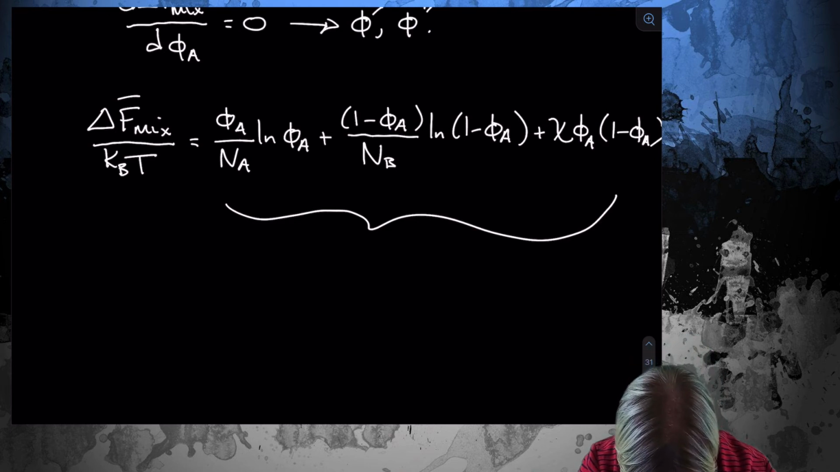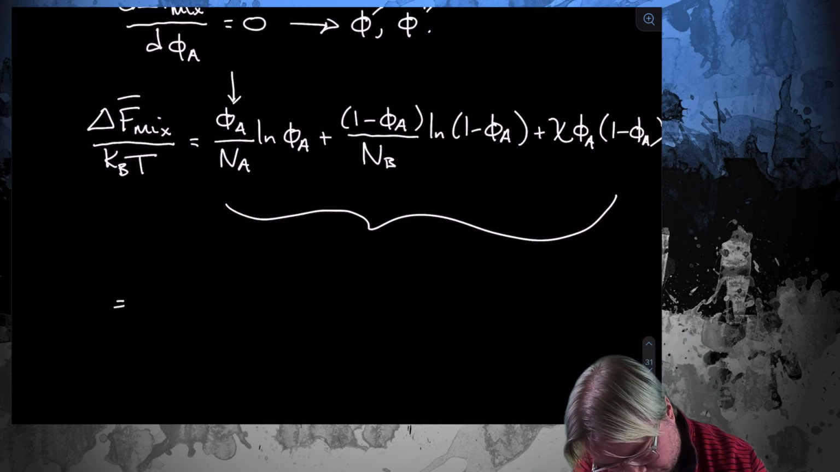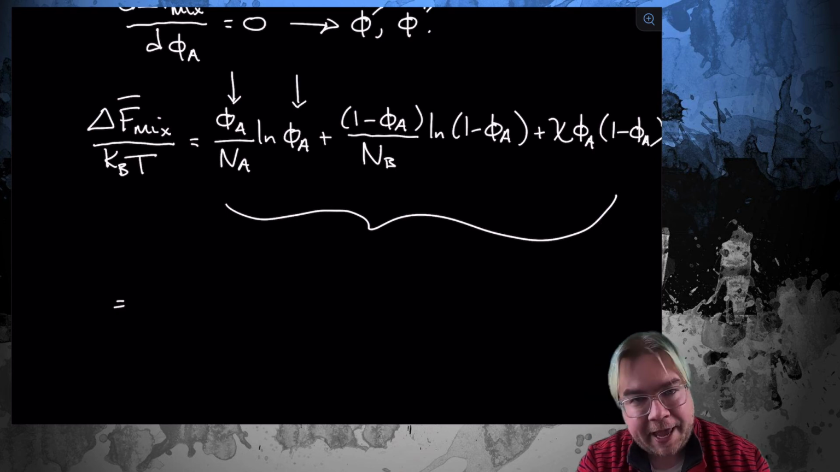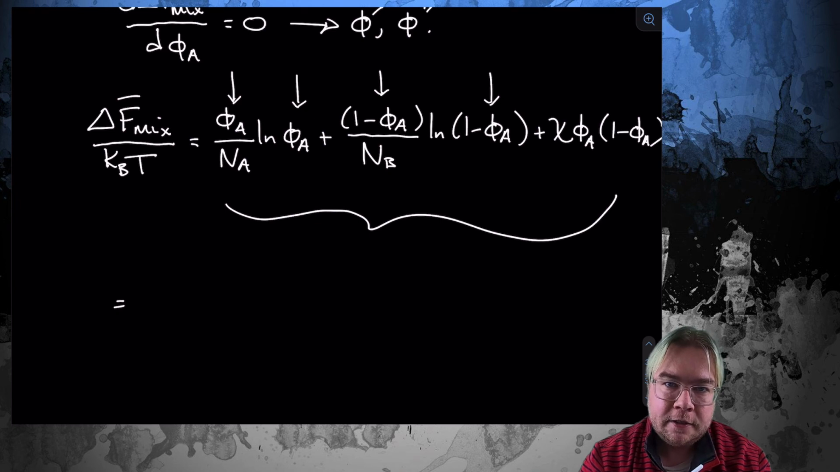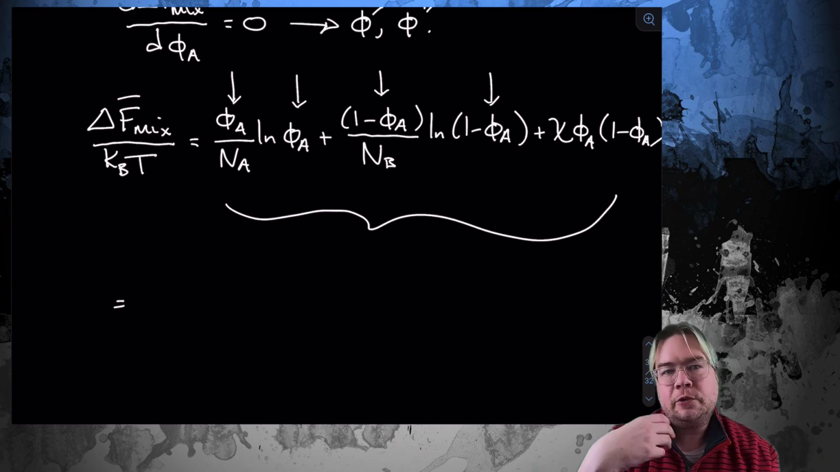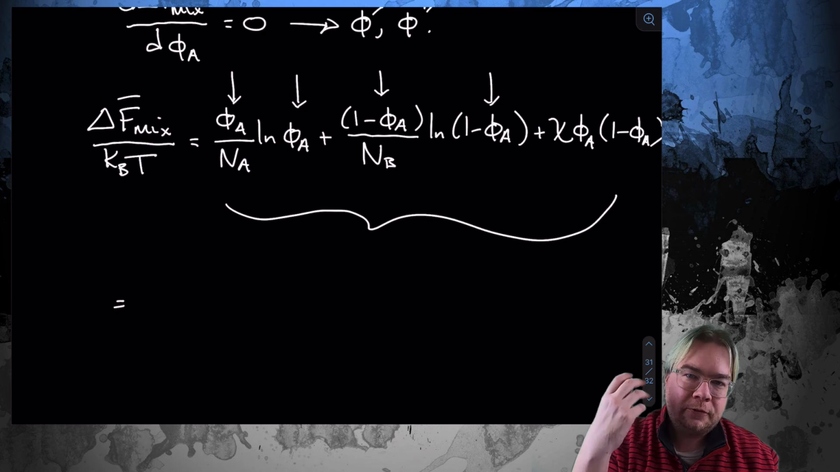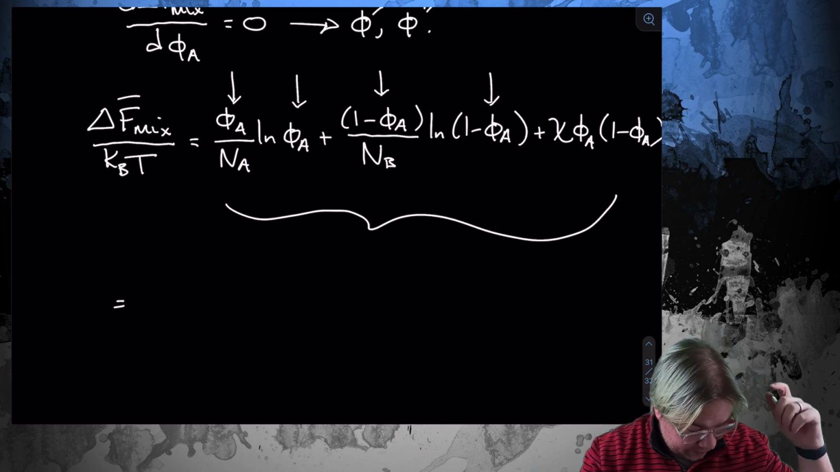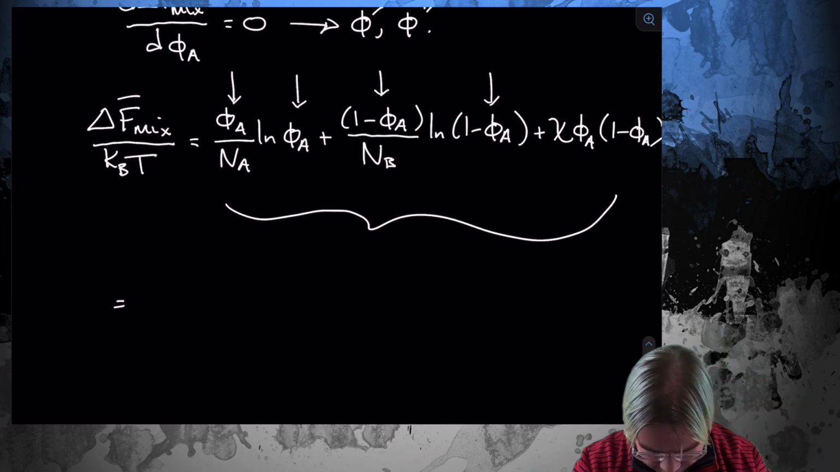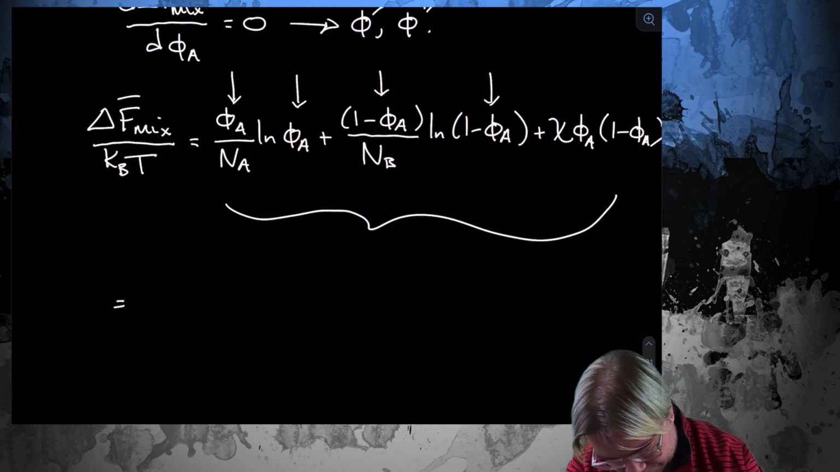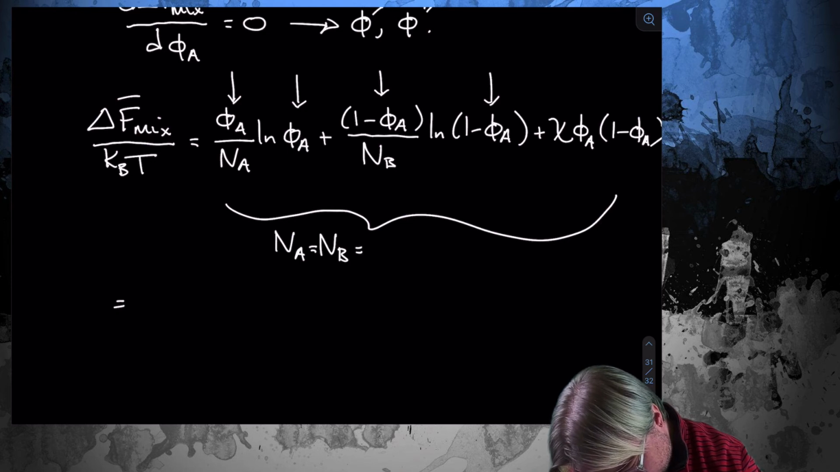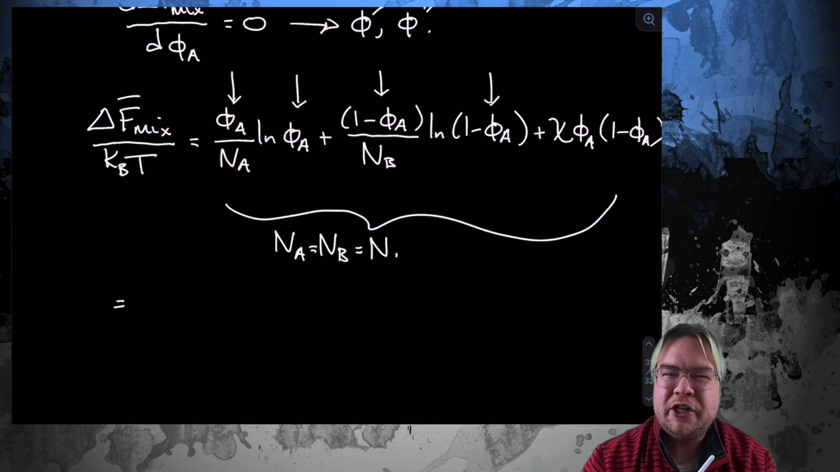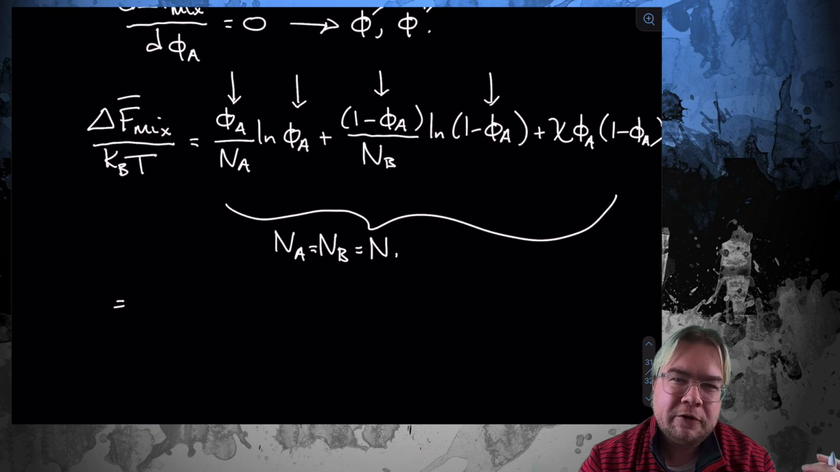So we take the derivative. Again, we've got terms that look like phi A times the log of phi A, and then 1 minus phi A times the log of 1 minus phi A. So those are just products. So first one times the derivative of the second one plus the second one times the derivative of the first one. So if we do that, in fact, let's make this easy on ourselves. Let's say that NA will be equal to NB will be equal to N. We could do this if they weren't the same, but it's going to be much easier if we make them the same. So let's just do that.